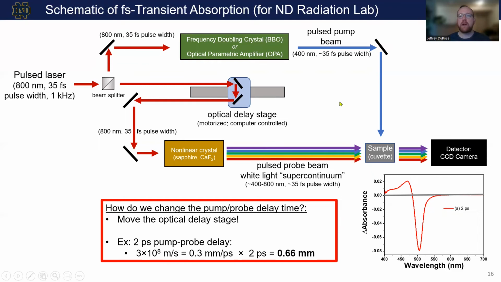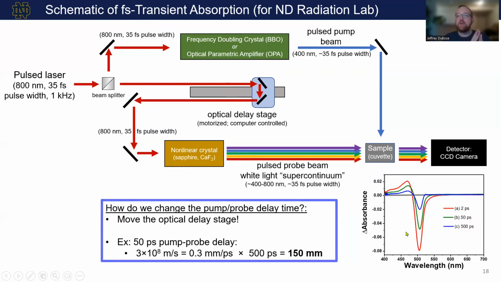Let's say we want to go from 2 picoseconds to 50 picoseconds. We would physically move the optical delay stage. And again, we know that 0.33 millimeters per picosecond times 50 picoseconds is exactly 15 millimeters. So the computer just tells the optical delay stage to move exactly 15 millimeters, and that way we can get this trace. And let's say you wanted one at 500 picoseconds. We physically have that delay stage move back further in space so that the probe hits further out in time. And again, 0.33 millimeters per picosecond times 500 picoseconds is exactly 150 millimeters.